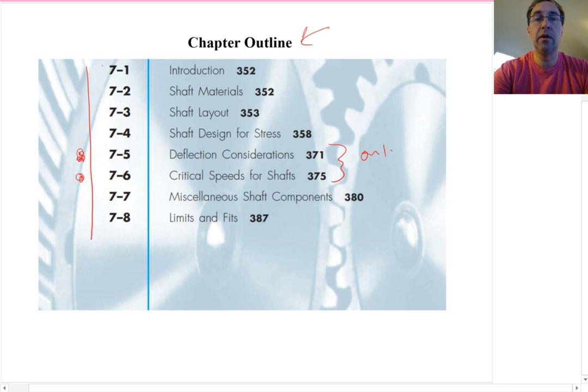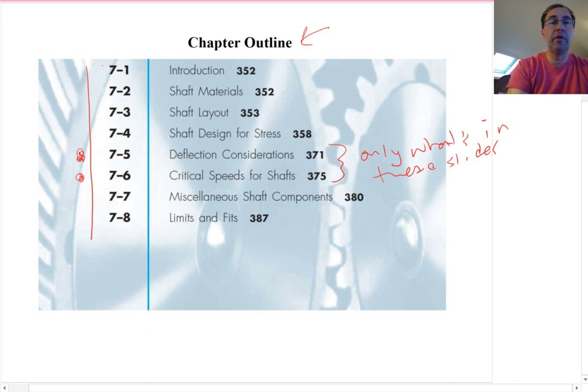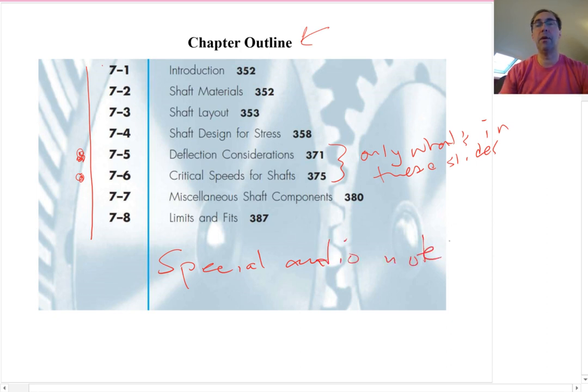So only what's in these slides. Okay, now I'm going to make a special note here, so pay attention. Special audio note. There's going to be a quiz attached to this lecture and the reading assignment.